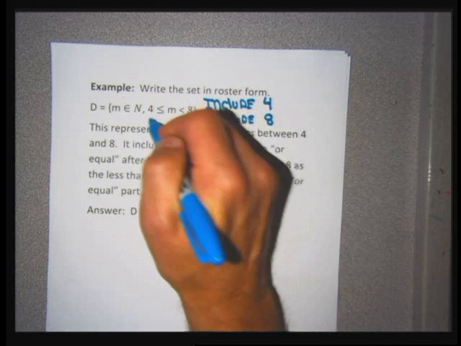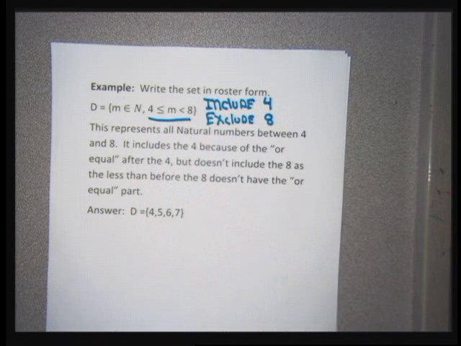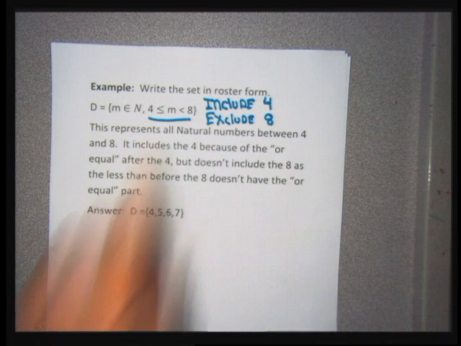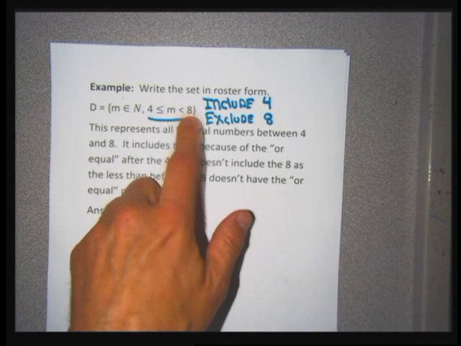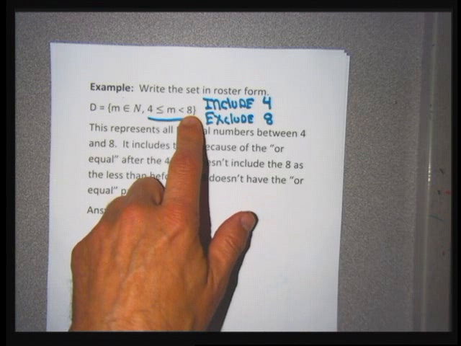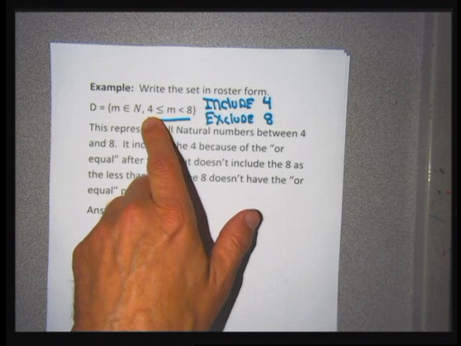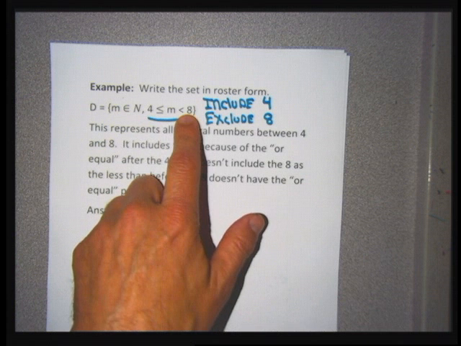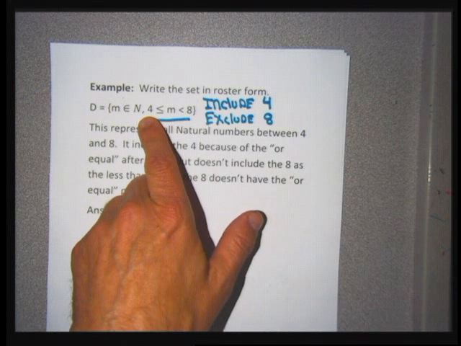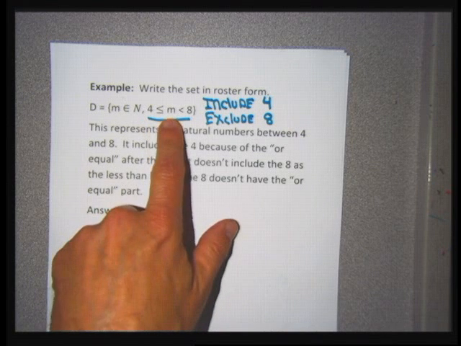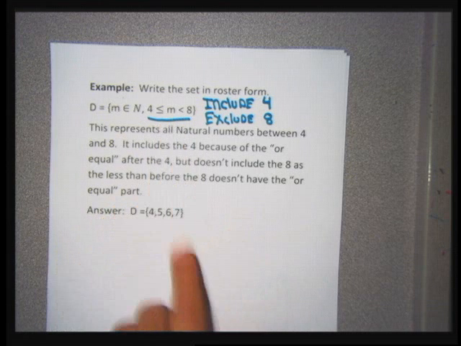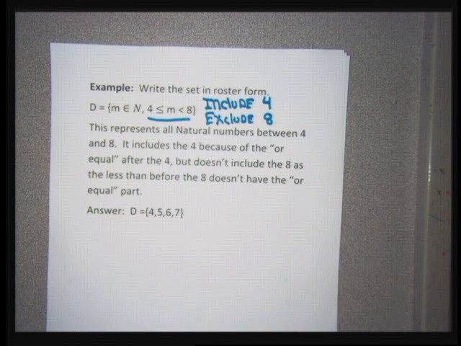So when we have set builder notation, if your set is going to be a range of numbers, you always put the letter between the two numbers: lowest number, less than sign, letter, less than sign, highest number. So this is the proper form to describe x as the numbers between 4 and 8. Then I have to figure out which ones I'm excluding and which I'm including. I'm including the natural number 4. I'm including 5, 6, and 7 because they're between 4 and 8. And I'm not including the 8 because the 8 doesn't have an "or equal to." So set D is the set 4, 5, 6, and 7.